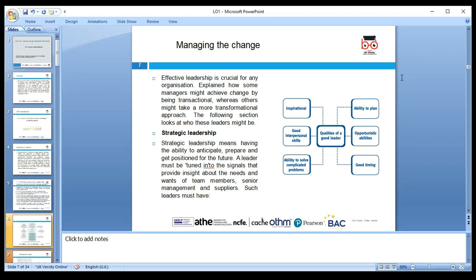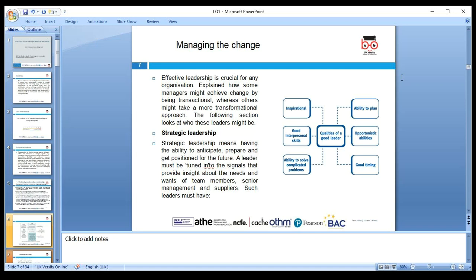Okay, next guys, what we're looking at now is managing change. Effective leadership is crucial for any organization. Explain how some managers might think about change as being transactional. Change can be considered a cost and benefit analysis, as a transaction, such as in accounts, where others might take a more transformational approach.